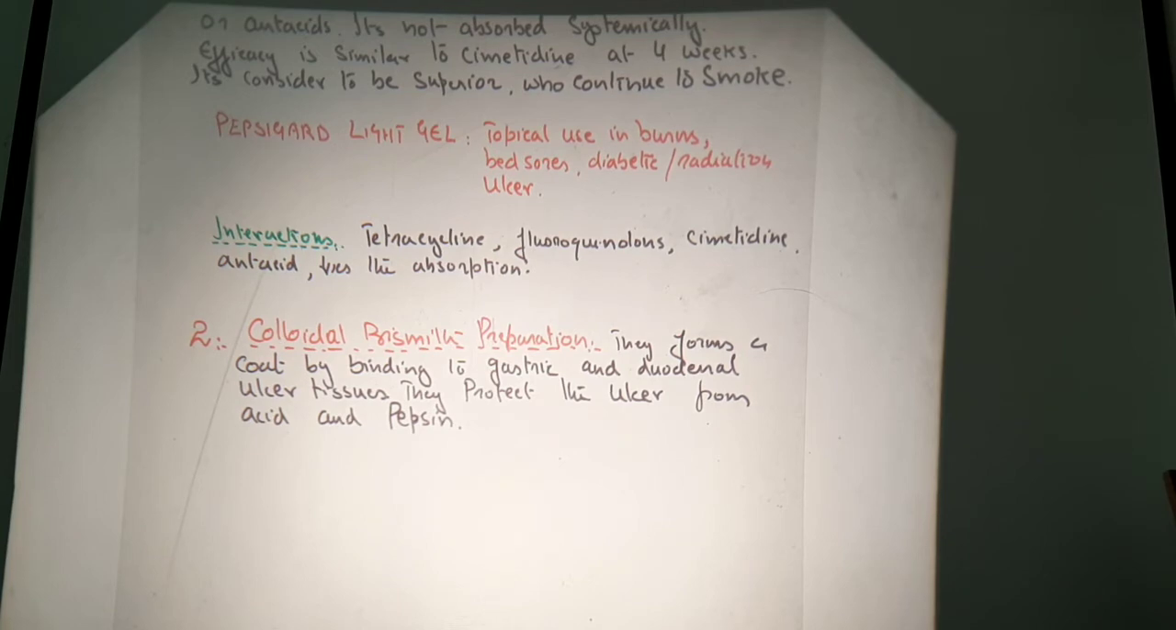Now colloidal bismuth preparations form a coat by binding to the gastric and duodenal ulcer tissue. They protect the ulcer from acid and pepsin. These are known as colloidal bismuth preparations. So there is nothing to be explained.